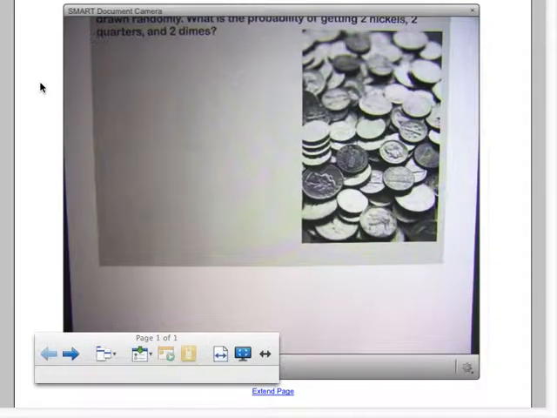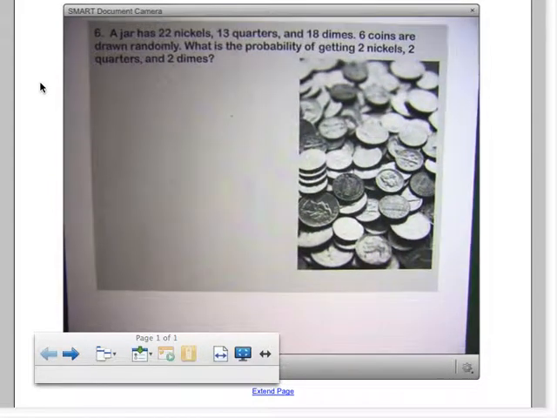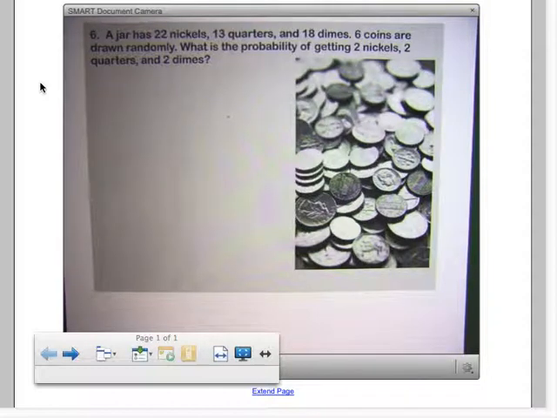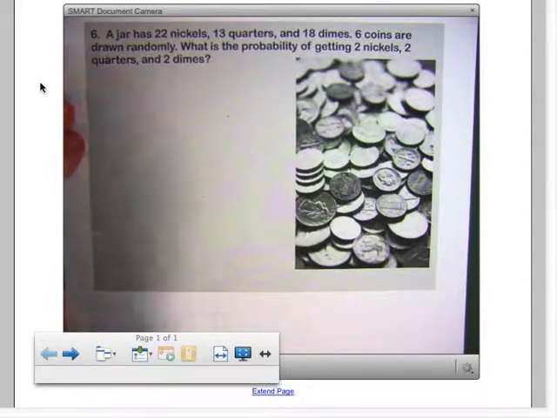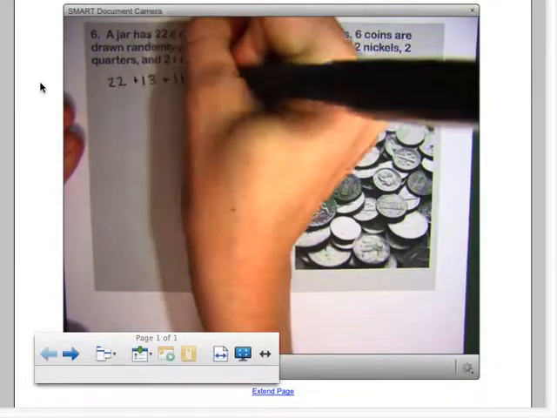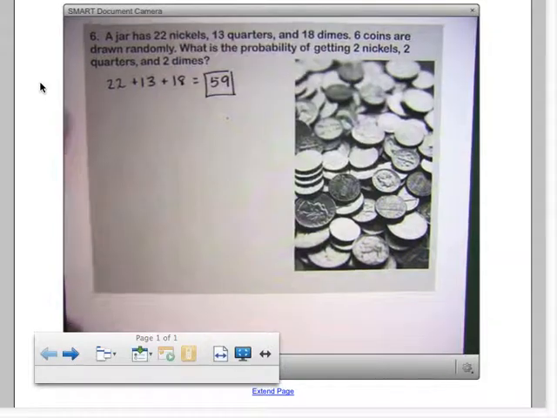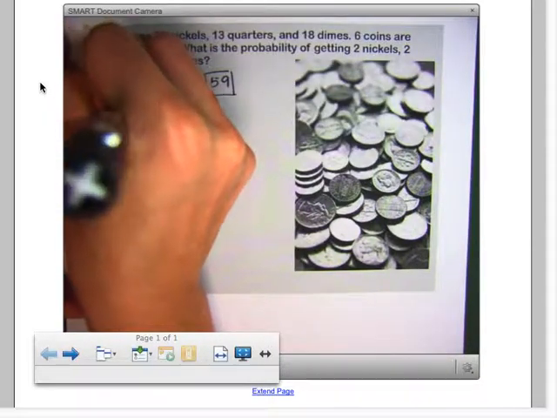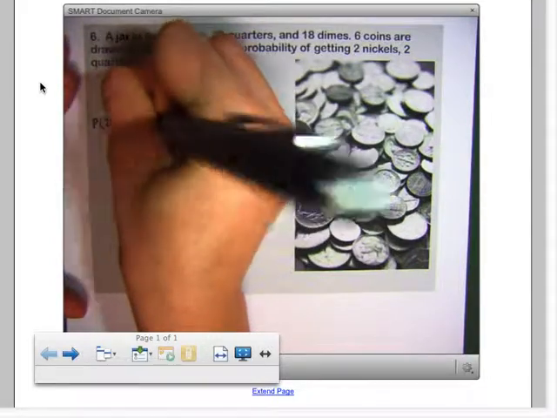All right, last example. Okay, so a jar has 22 nickels, 13 quarters, and 18 dimes. Okay, 6 coins are drawn randomly. What is the probability of getting 2 nickels, 2 quarters, and 2 dimes? So first thing I'm going to do, I'm just going to look at the total number of coins in the jar. So we have 22 nickels, 13 quarters, and 18 dimes. So that means I have 59 coins total. So I want the probability of getting 2 nickels and 2 quarters and 2 dimes.